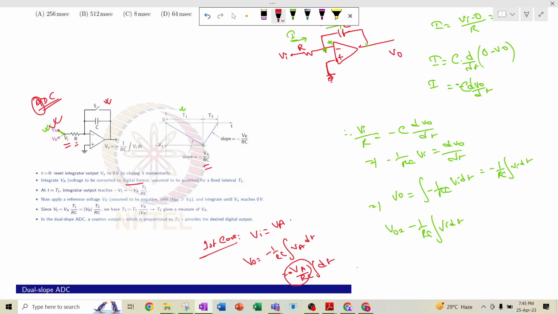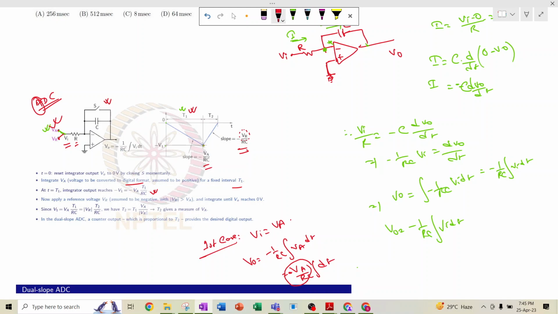So what we are doing is the integration of this Va for a fixed interval of time, which is t1. Here we have written already t1, and then at t equal to t1 the output reaches a particular value, that is say v1, reaches minus v1. So minus v1 is basically minus Va by RC into t1. Now what we are doing, we are applying a reference voltage Vr, which is basically a negative number, but it has a value greater than Va. That means the slope now will be minus Vr by RC, but Vr itself is a negative number, so it has a positive slope over there.